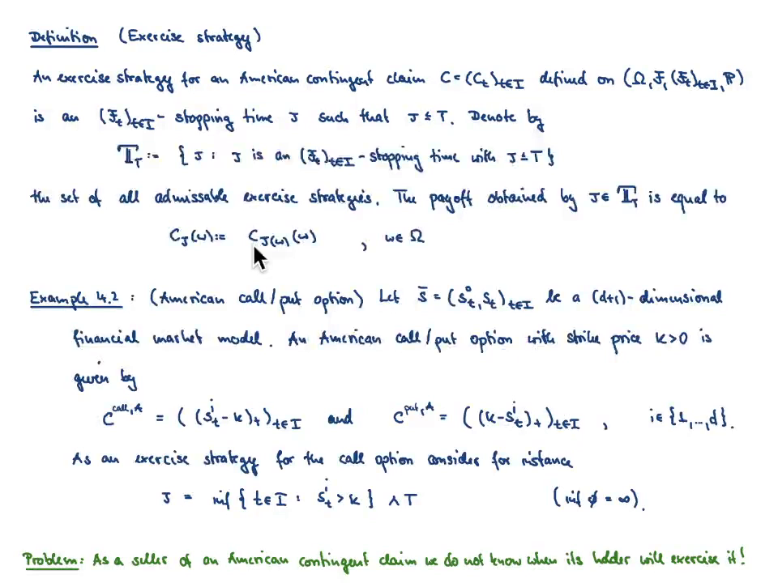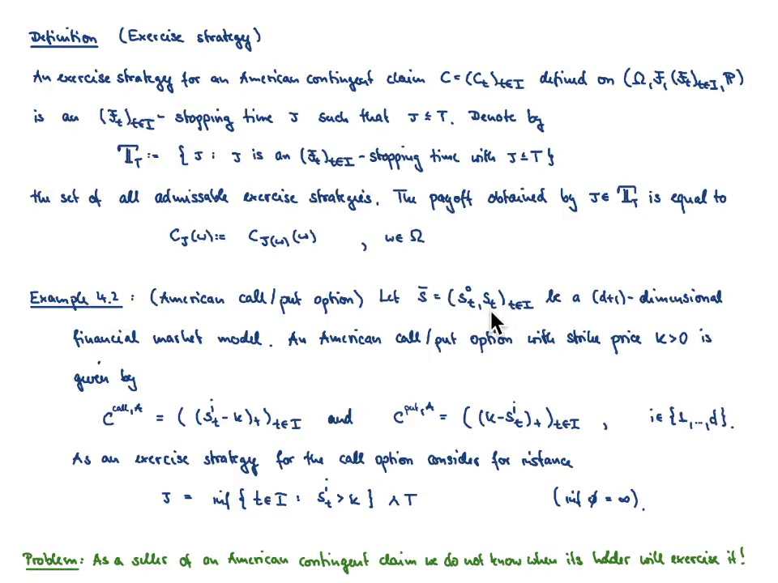To see that these random times are also a good exercise strategy, let us have a look at the following example. And here I would like to discuss American call and put options in some detail. And I will come back to that example later on. So I give myself a financial market model, S bar, consisting as usual of a risk-free security, S^0, and d risky securities, S^1 to S^d.